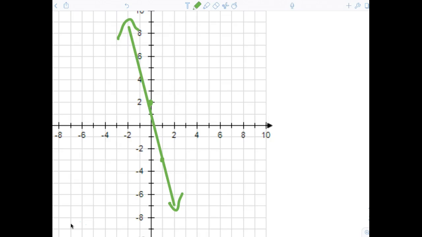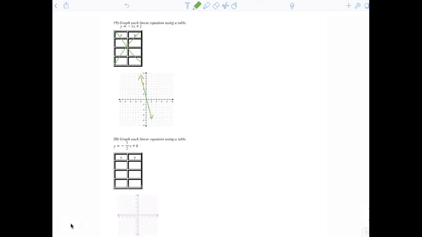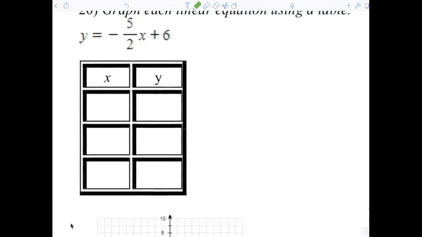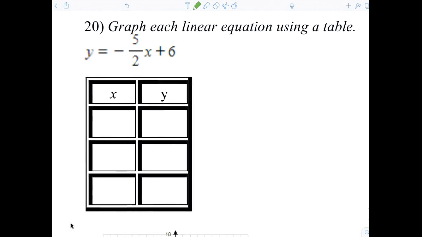Everybody? Maxine? Yes. All right, let's move on. Now I want Maxine to tell me how to graph this one, not using a table, using our easy step.